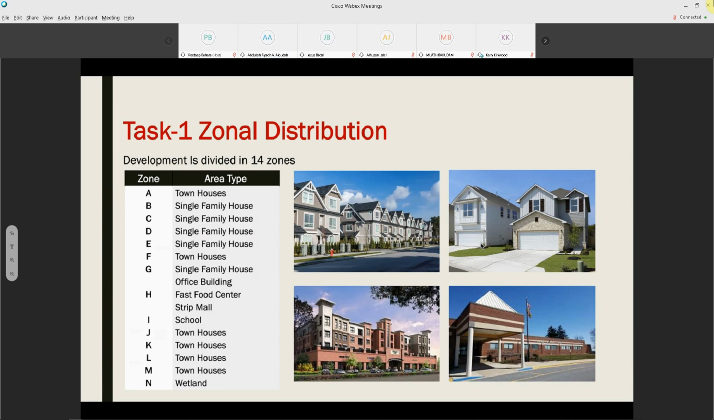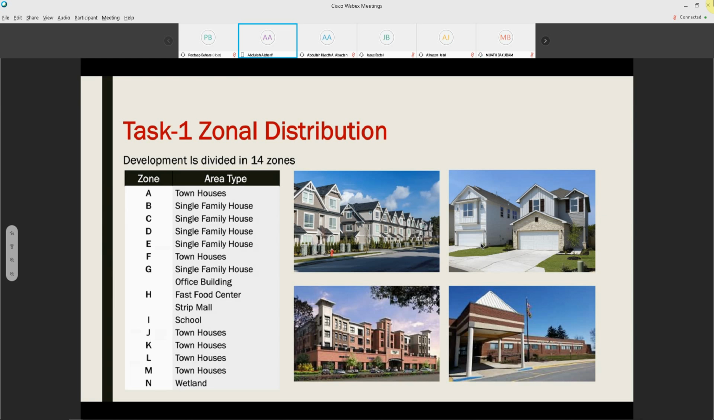Hello everyone, my name is Abdullah Alsharif. My part was working on transportation most of the time, and I'm going to talk about the 4 step models, which are trip generation, trip distribution, mode choice, and route assignment. So let's start with the zonal distribution and trip generation.